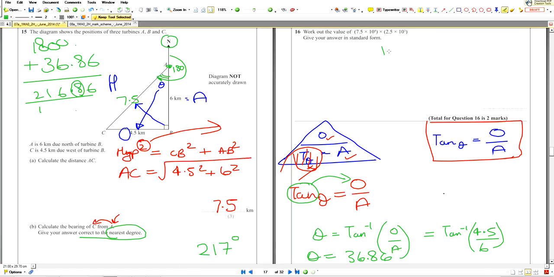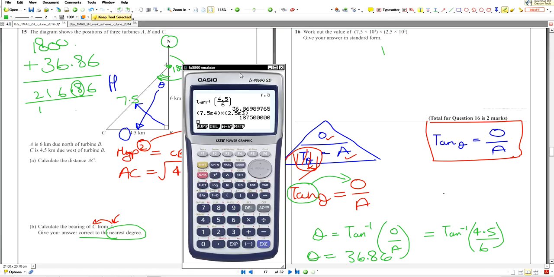So I get an answer here of, oh, my calculator has disappeared. Just give me one moment while I move the calculator to the side.